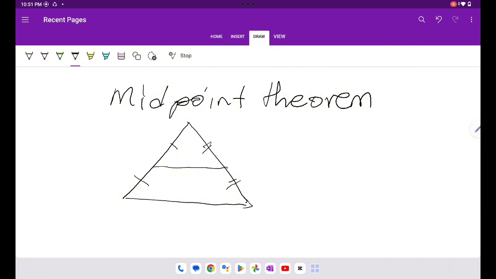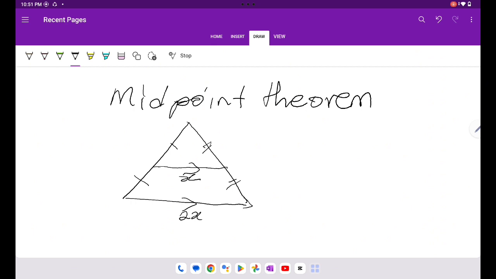Now the midpoint theorem states that this line relates to the third side in two ways. Number one, it is parallel to the third side. So this line is parallel to this one. And number two, it is half the third side. So in other words, if this is x meters, this will be 2x meters. So that's the midpoint theorem. We should remember it. It might help us in solving some of the problems that we will be doing in grade 12. So we call this the midpoint theorem.